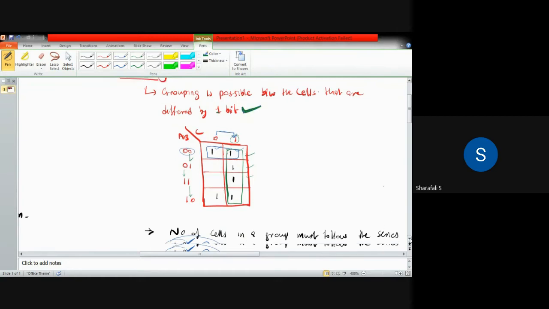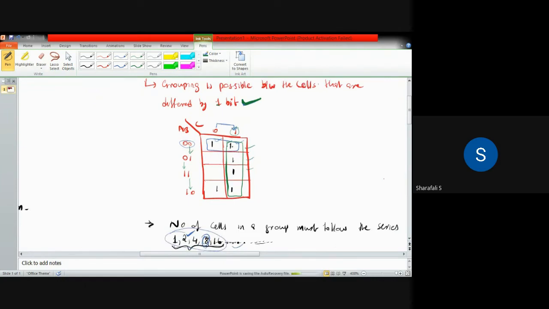And the second condition: how many cells are there? 1, 2, 3, 4. 4 cells are there. So is 4 present here? Yes. So it is also allowed. This kind of grouping is also allowed, because the number of cells is allowed. And then we have a change in their cell address with one bit change. So adjacent cells with a one bit change is also allowed. So that kind of grouping is also allowed.